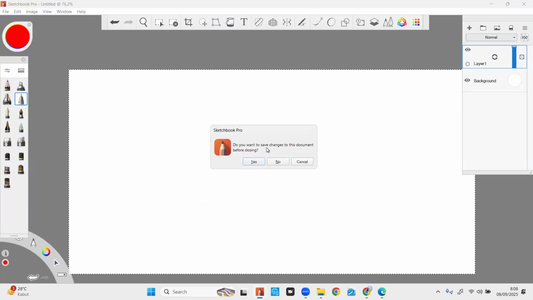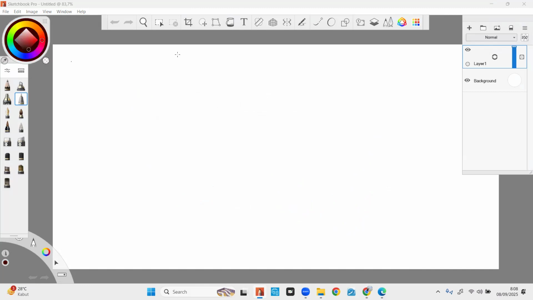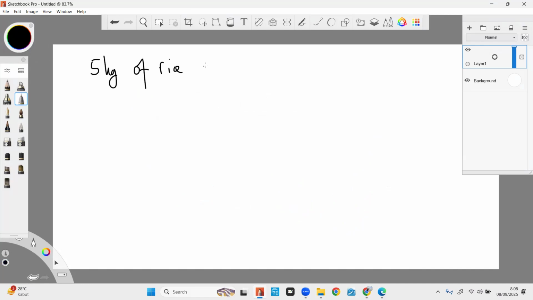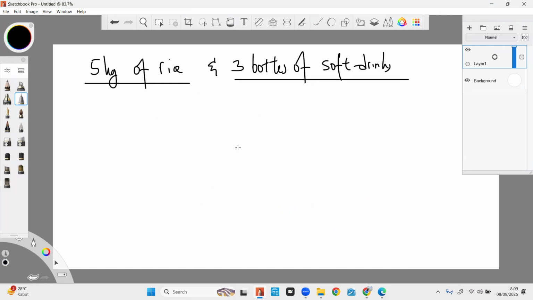Now, let's say I have another shopping list. I want to buy, for example, 5 kilograms of rice and 3 cans of soft drinks. So can you simplify this in an algebraic term? 5, you can put rice as R, okay? And if I want to buy another 3 bottles of soft drinks, so 3B, for example. You can do that.